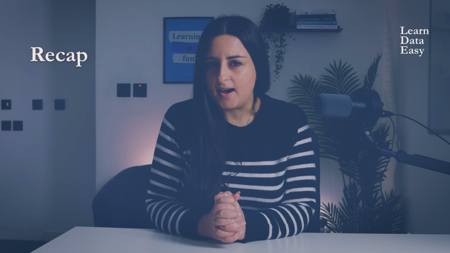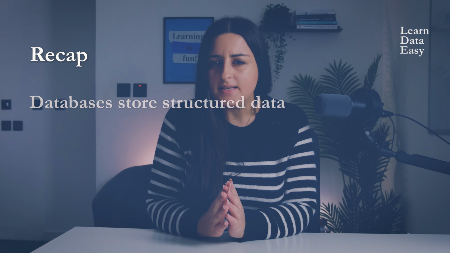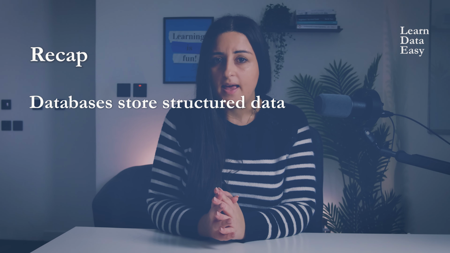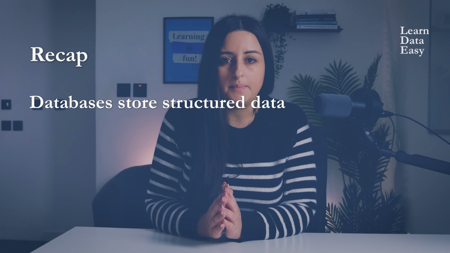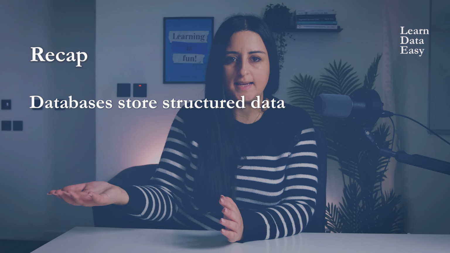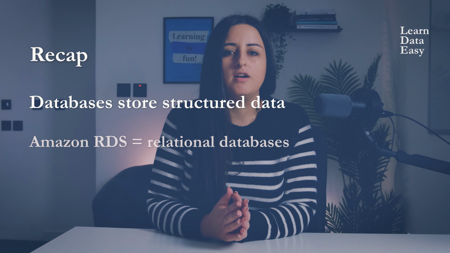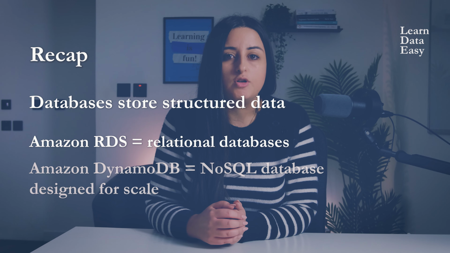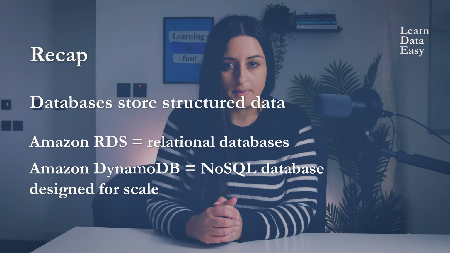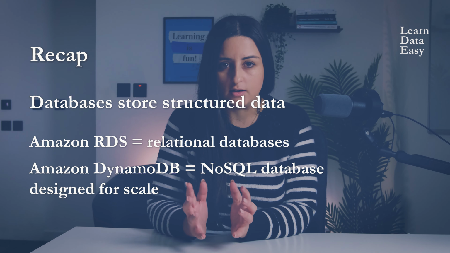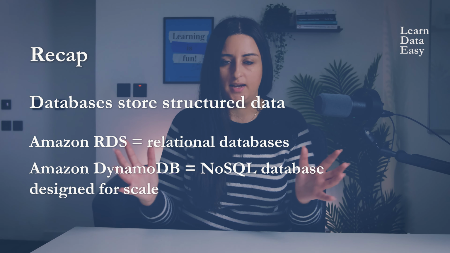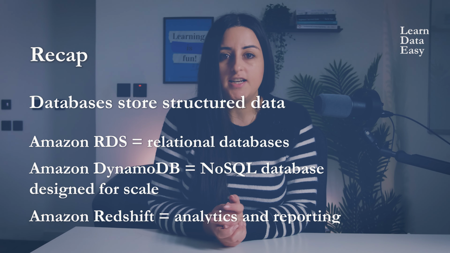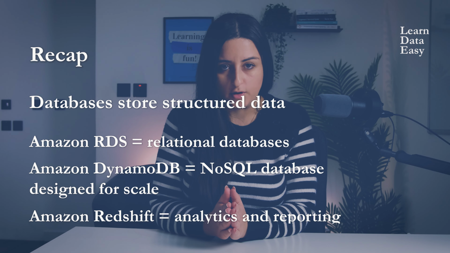Let's recap the key ideas. Databases store structured data. AWS offers different database services for your different use cases. Amazon RDS is used for relational databases. Amazon DynamoDB is a NoSQL database, and this is designed for scale, so we're talking large amounts of data. Amazon Redshift is used for analytics and reporting. If this makes sense, you're doing very, very well.